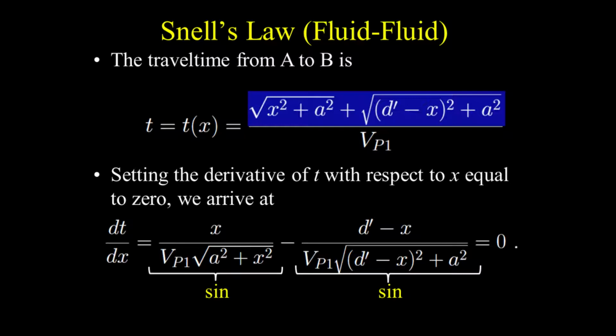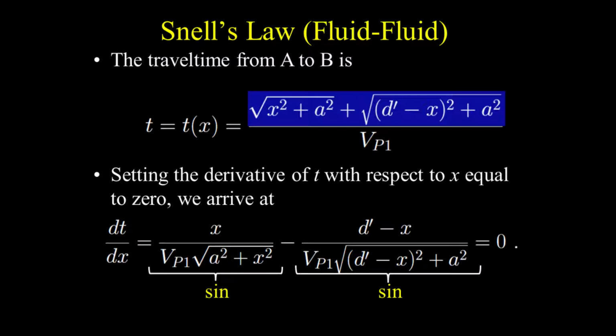This length is highlighted in blue, and the time needed for P waves to travel this path is given by the top formula. Furthermore, setting the derivative of t with respect to x equal to 0, we arrive at the following expression. Remember that we are taking the derivative of time with respect to x to be 0 because we are looking for the minimal travel time.